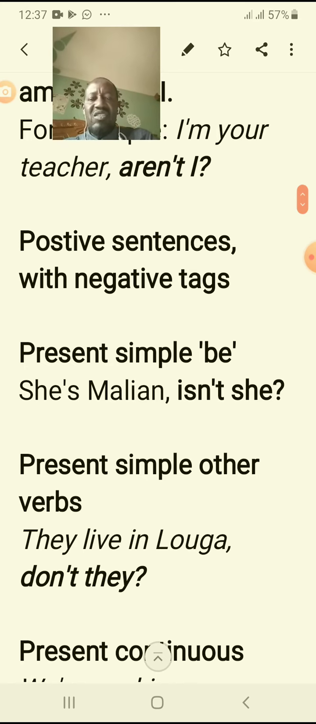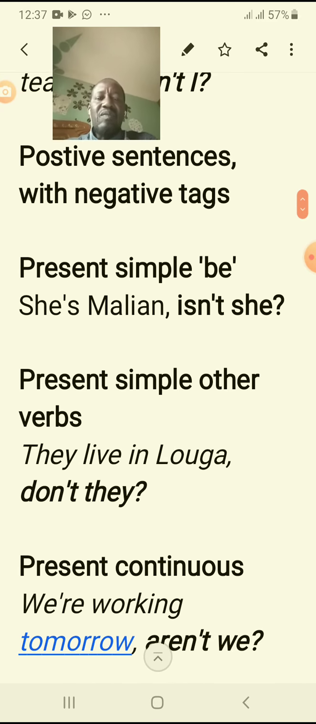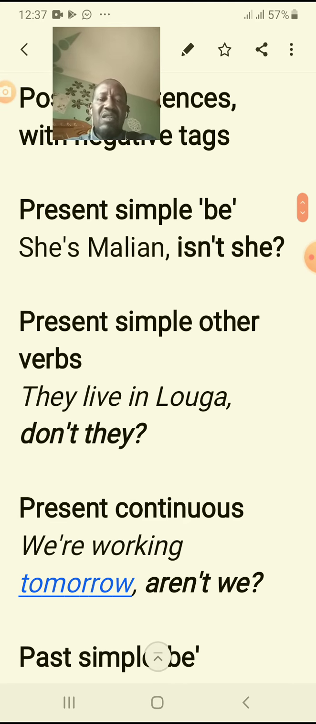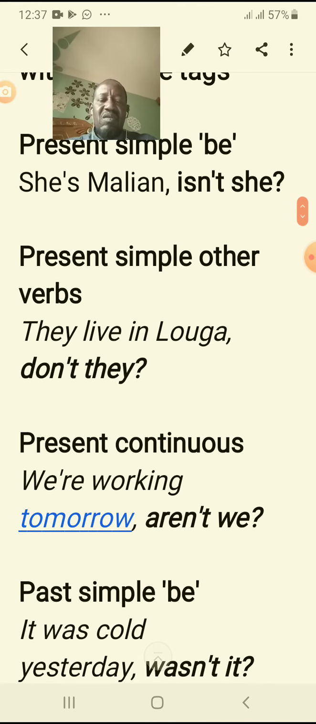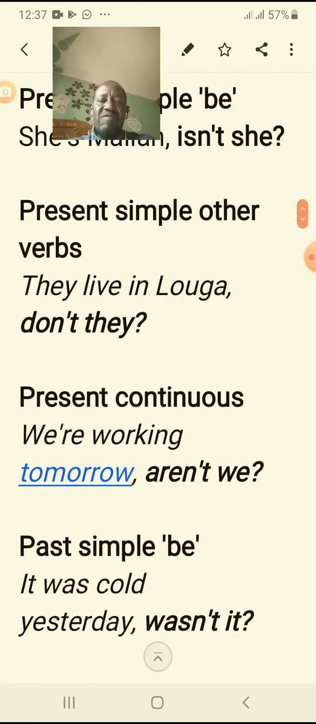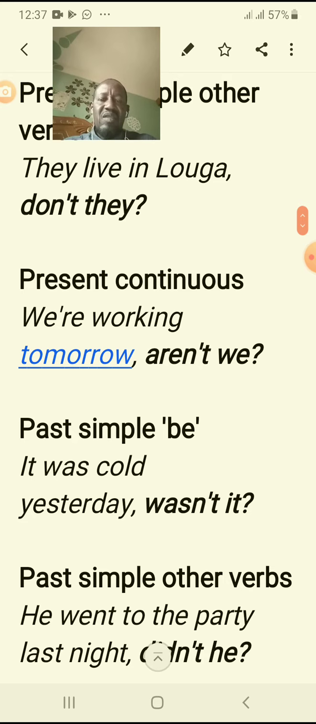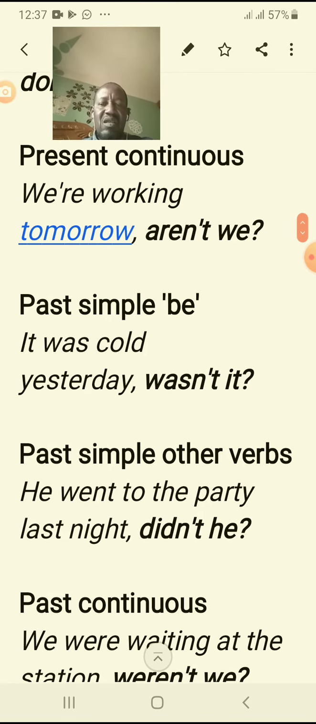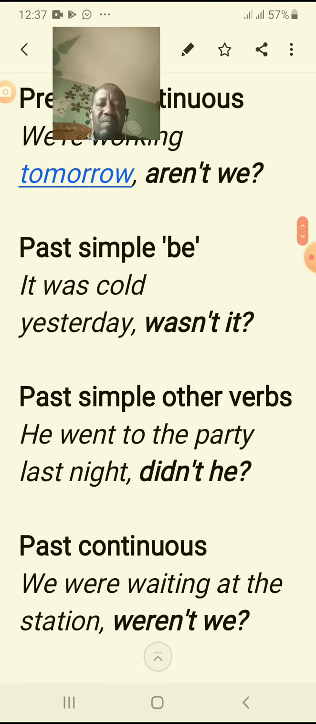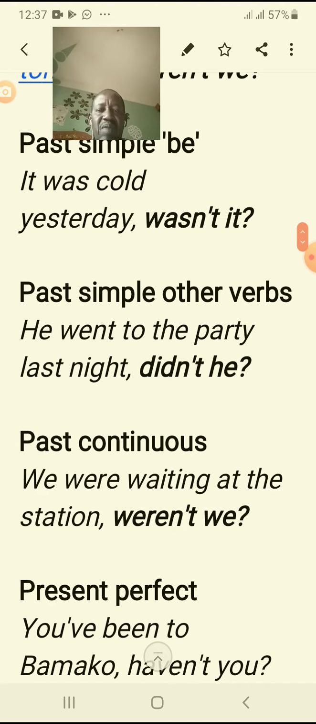Now let's look at positive sentences which require negative tags. Present simple with be. She's Malian, isn't she? Present simple with other verbs. They live in Louga, don't they? Present continuous. We are working tomorrow, aren't we? Past simple with be. It was cold yesterday, wasn't it? Past simple with other verbs. He went to the party last night, didn't he?